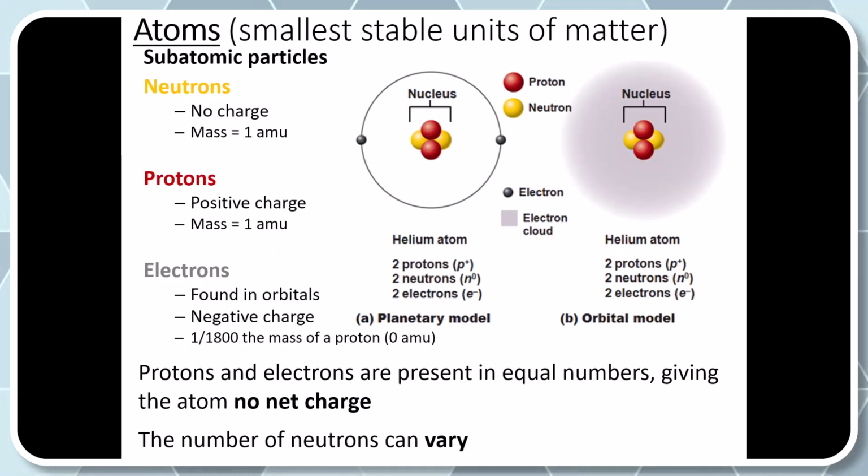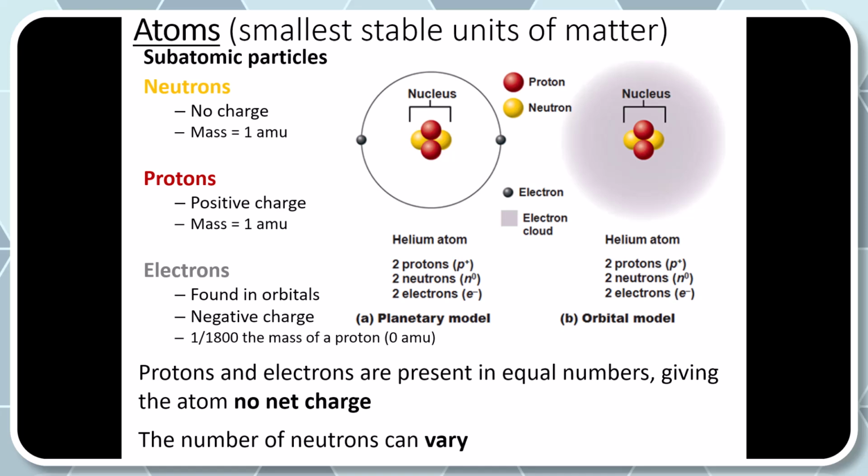Atoms, then, are the smallest stable unit of matter, and they are made of subatomic particles. So the center of the atom is where the nucleus is, and the nucleus is made up of protons and neutrons. Neutrons have no charge and a mass of 1 atomic mass unit, right? Neutron, neutral, no charge. Protons have a positive charge and also a mass of 1 atomic mass unit.